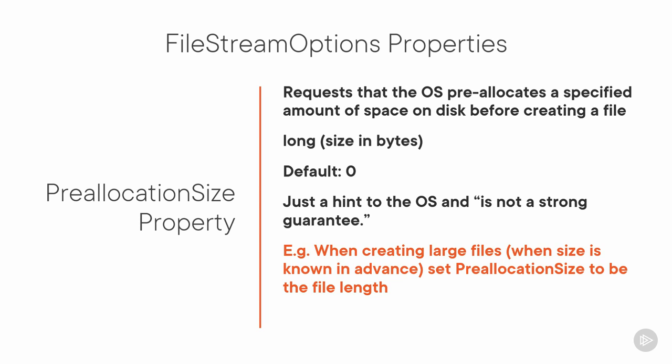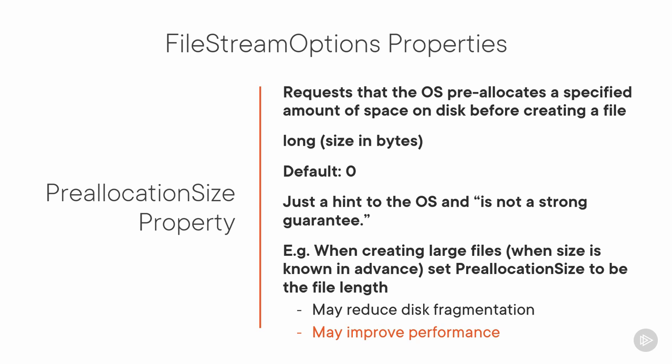You may want to use this, for example, when creating large files. When the file size is known in advance, you can set the pre-allocation size to be the same size as the file length, and this may result in reduced disk fragmentation, and it also may improve performance.